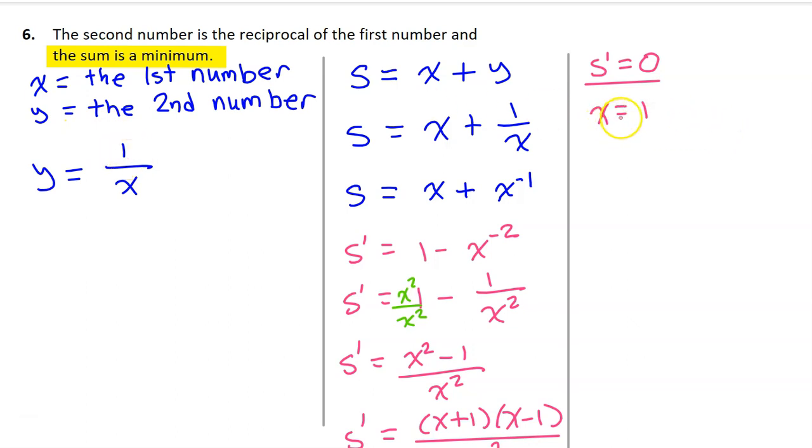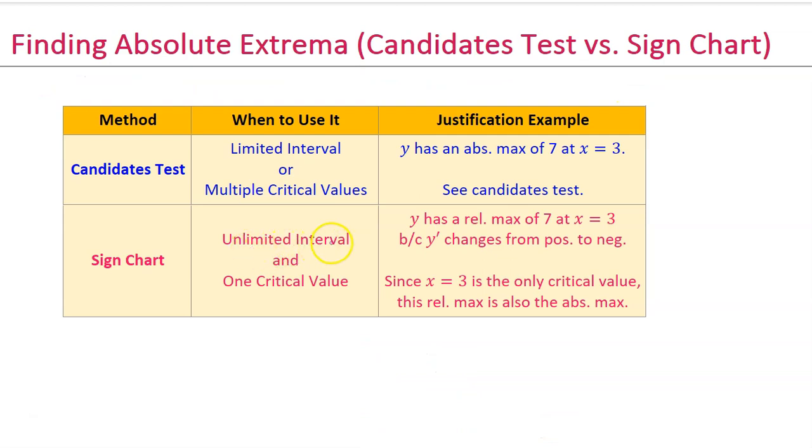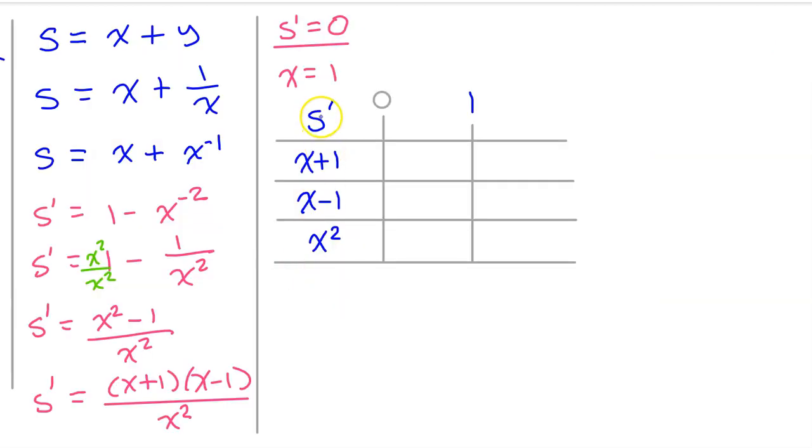And notice that we only have one critical value. When we have an unlimited interval and one critical value, we use a sign chart to find the absolute min. In this case, the s prime sign chart. So here comes my s prime sign chart. I've made 3 rows, one for each of the 3 factors involved in s prime. Here's my one critical value, and here's my lower bound because x had to be a positive number.